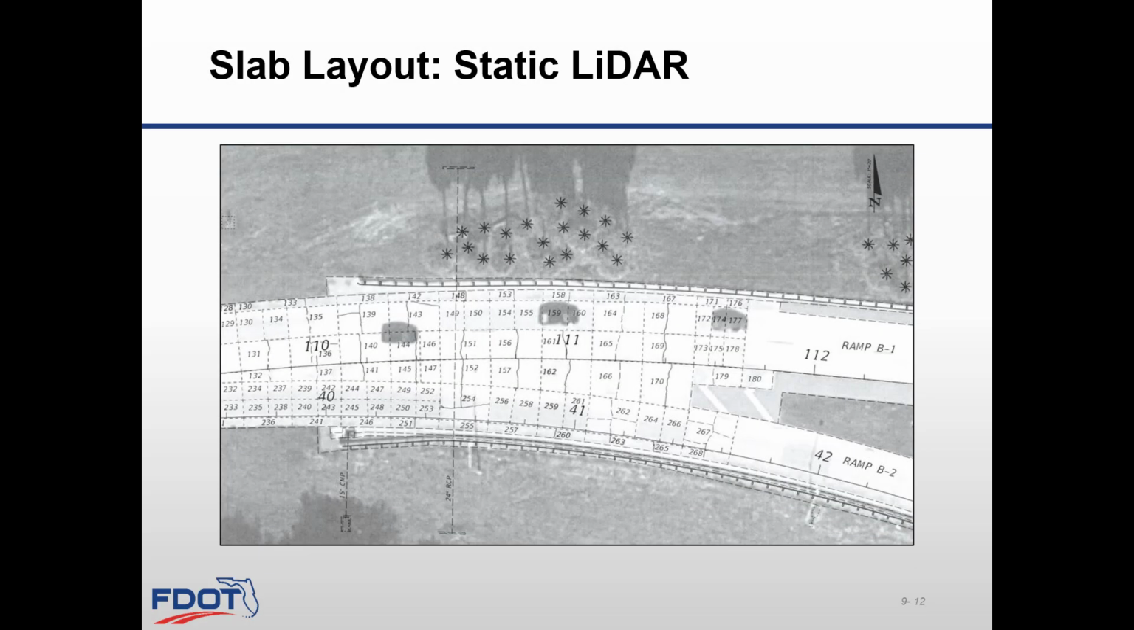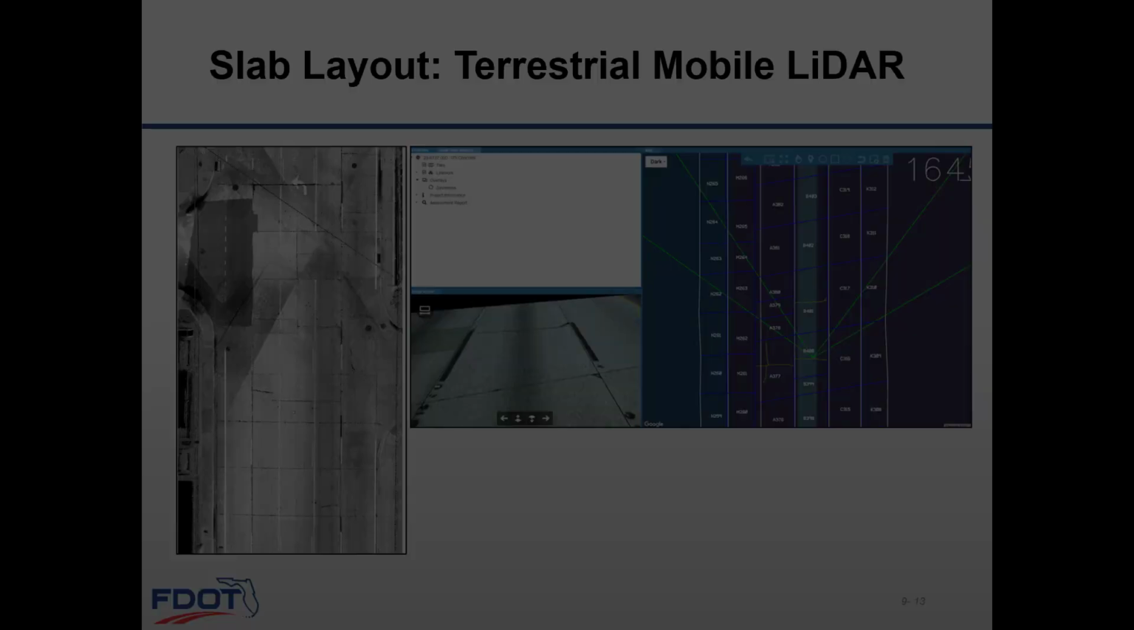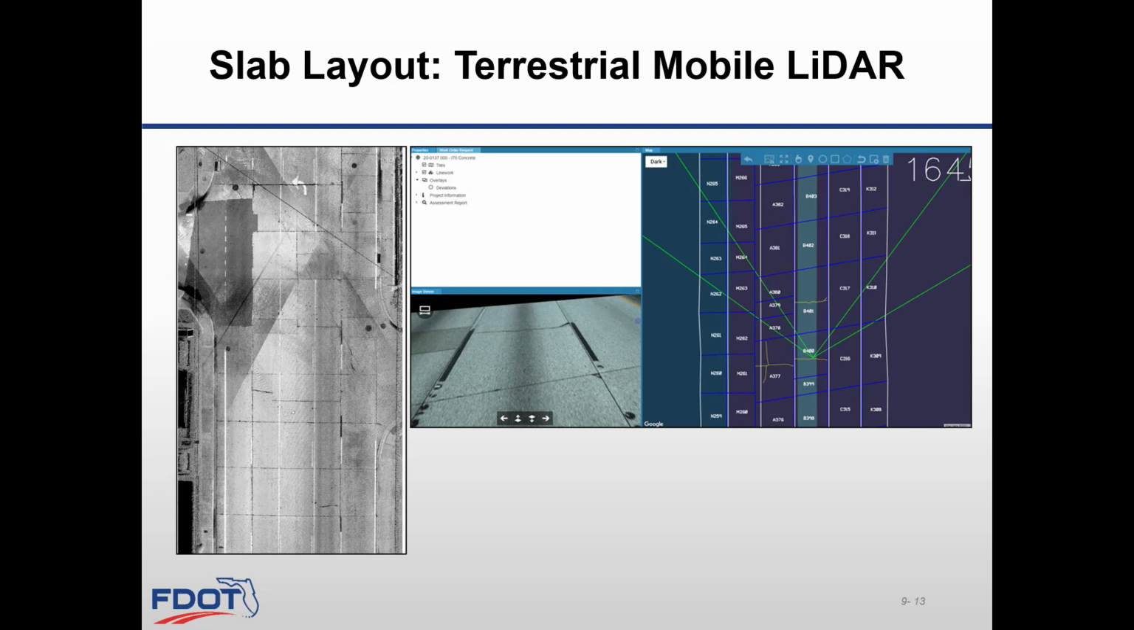This ramp was surveyed using static LIDAR to capture the joints and distresses in the existing pavement. These images are from a terrestrial mobile LIDAR survey. Any of these methods are all viable alternatives on how to capture the slab joints layout.